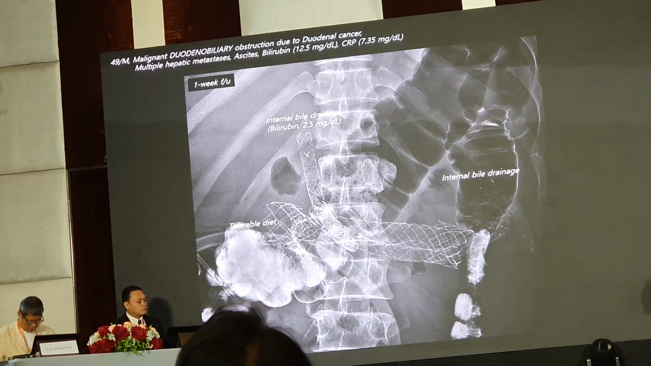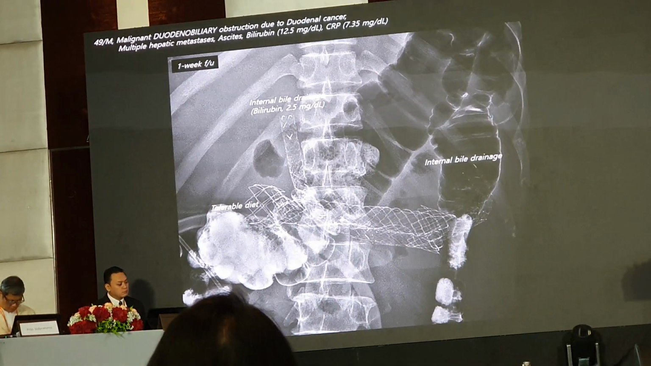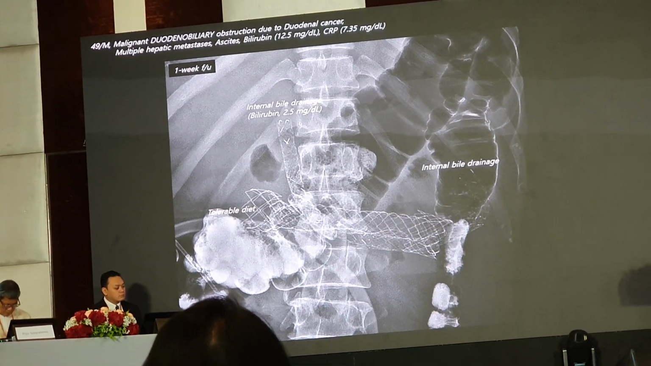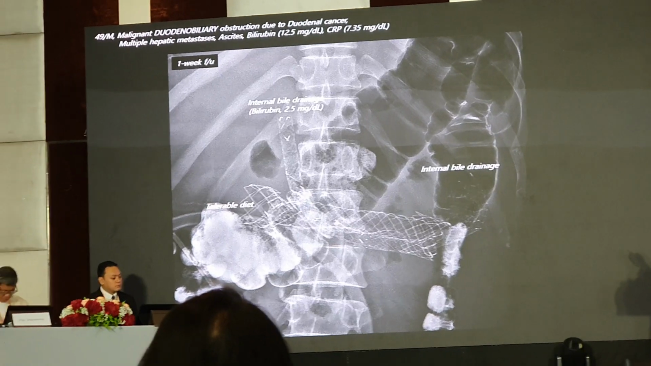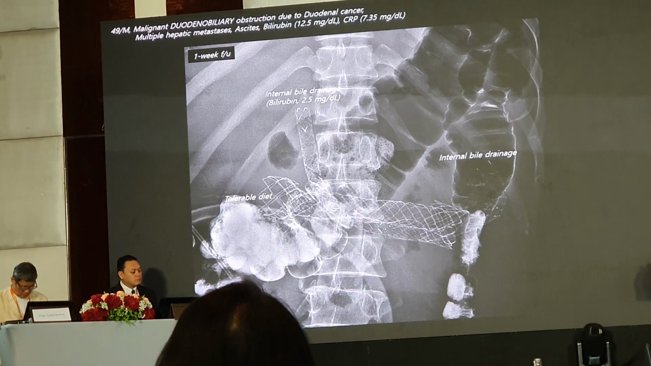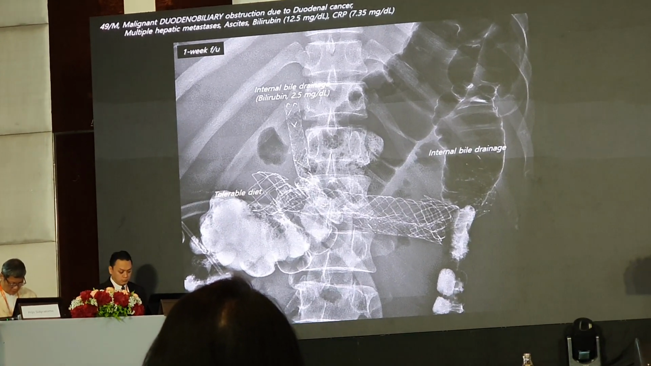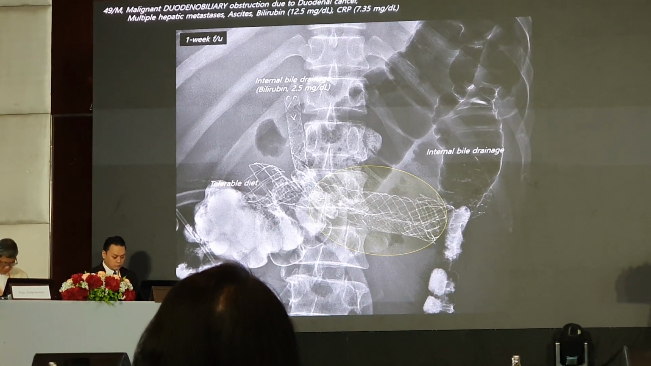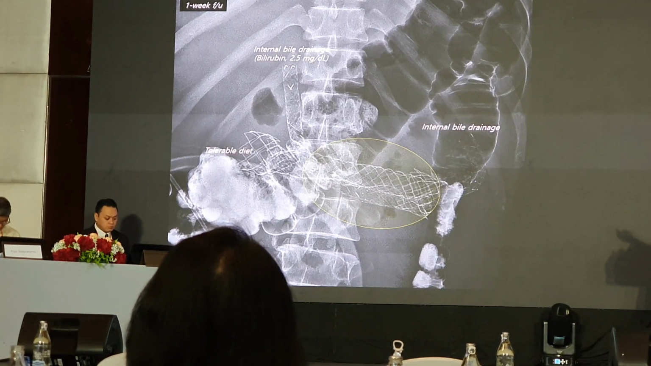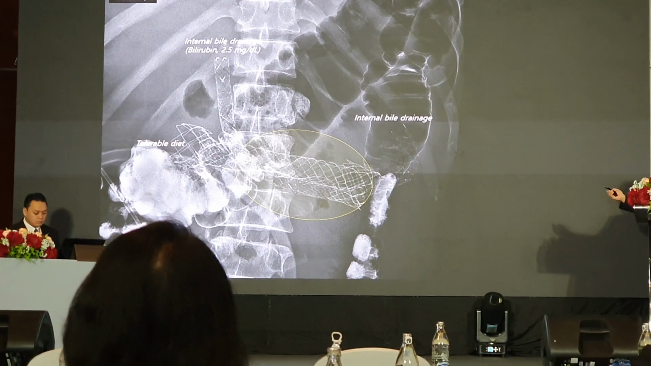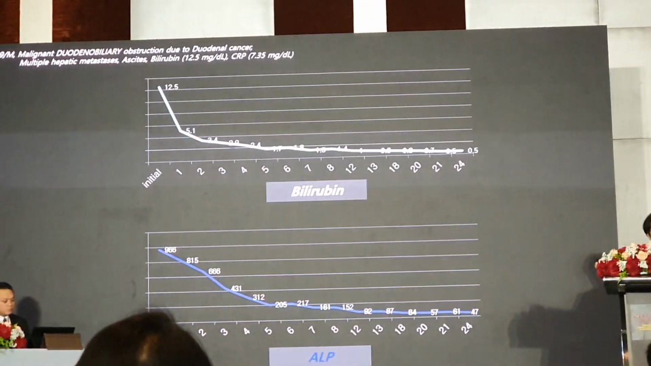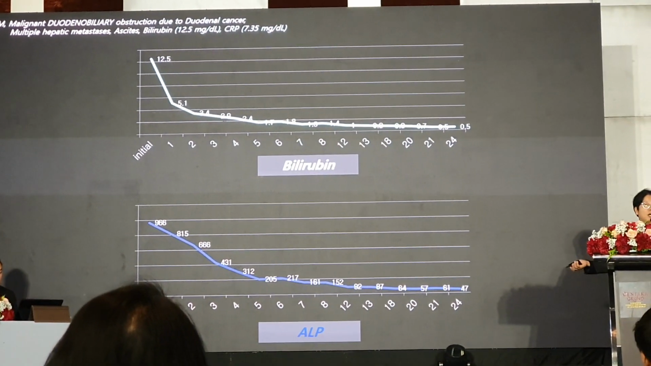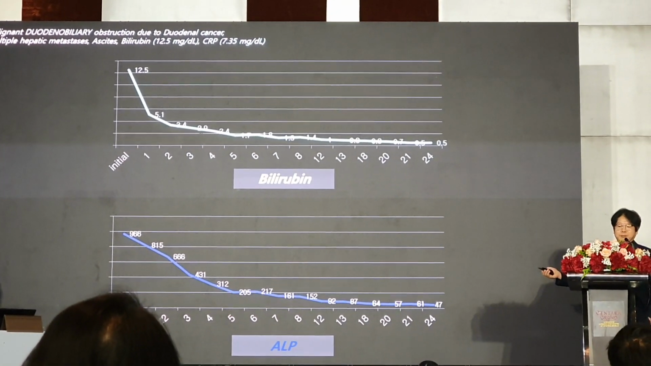On follow-up CT, this patient was allowed a full diet, and the serum bilirubin level was significantly decreased 1 week after the procedure. And also you can see the patent duodenal and biliary stents. The serum bilirubin level and ALT level were normalized during the follow-up period.